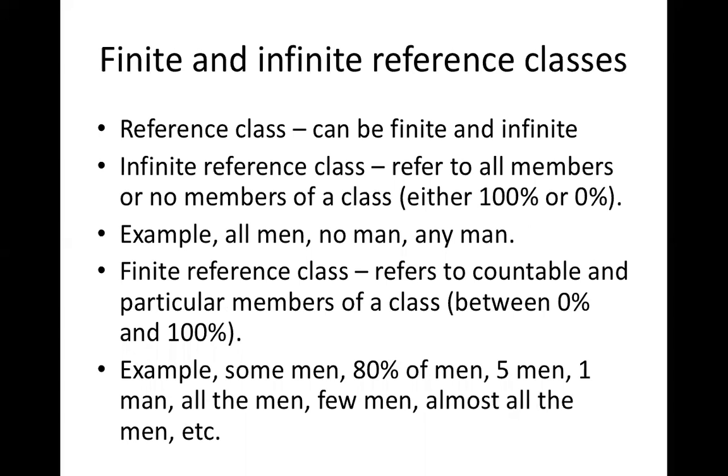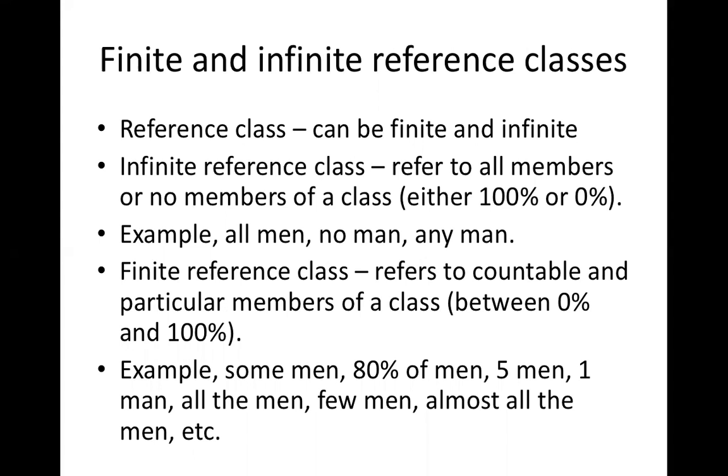But the finite reference class refers to countable and particular members of a class. Anything between 0% and 100% is countable. And that falls into the finite reference class, the countable reference class. For example, some men is countable. 80% of men, that's countable. 5 men is countable. 1 man is countable. All the men is countable.